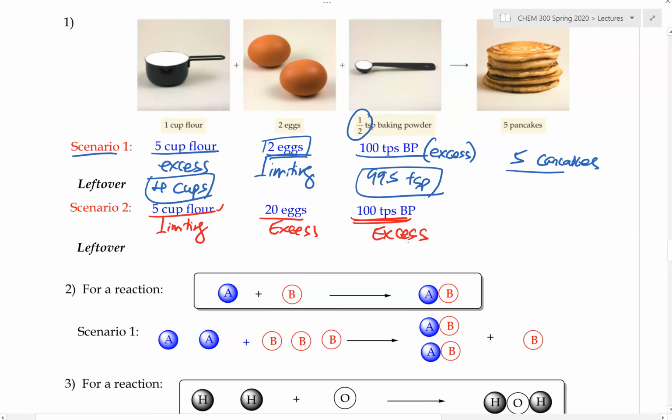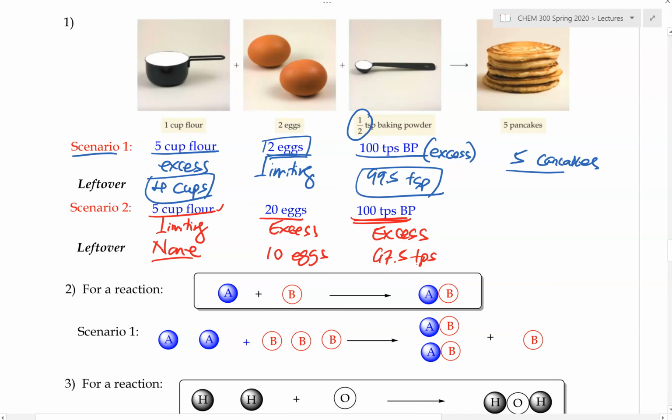And so now let's talk about the amount that is left over. We will not have any of the flour remaining, because all of it will be used up. In this case, when we have 5 cups of flour, we need 10 eggs. And since we start out with 20 eggs, we have 10 eggs remaining. And as for the baking powder, 5 cups of flour will consume 2.5 teaspoons of baking powder. So we have 97.5 teaspoons of baking powder that remain.